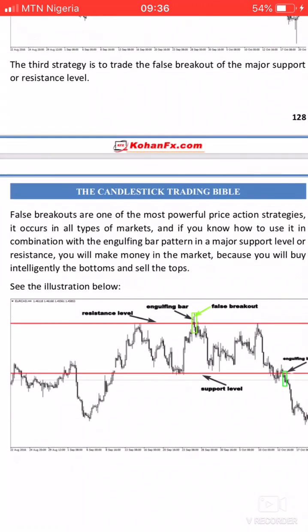False breakouts are one of the most powerful price action strategies. They occur in all types of markets, and if you know how to use them in combination with the engulfing bar pattern at a major support or resistance level, you make money in the market because you will buy the bottoms and sell the tops intelligently.